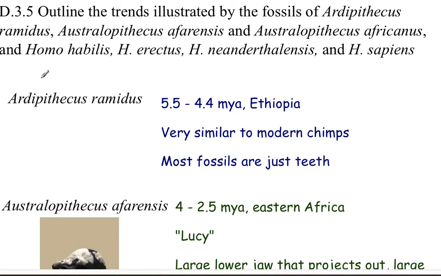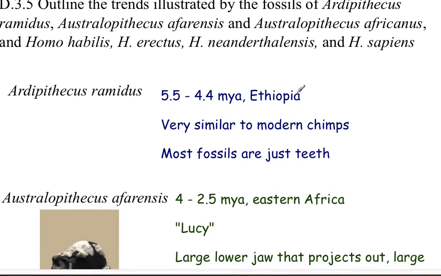Next, outline the trends illustrated by the fossils of the different hominid species. So you guys should have probably more information about this, so I'll run through it quickly. So the first and most primitive hominid species that you need to know is Ardipithecus ramidus. It exists about 5.5 to 4.4 million years ago. That's what MYA means. And it's typically found in Ethiopia or in that general area. They actually don't have very many fossils of this hominid species. Most are just based on teeth. But from that, they kind of hypothesize that these are very similar to modern chimps.